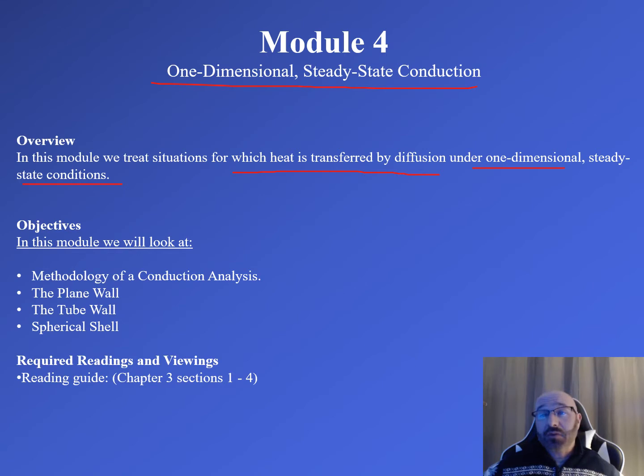So we'll break this module down into two different sections. This right here is the first section, Module 4.1. We're going to look at the methodology of conduction analysis, particularly our plane wall and composite wall. And then for Module 4.2, we'll continue on with our radial systems, the tube wall and spherical wall.